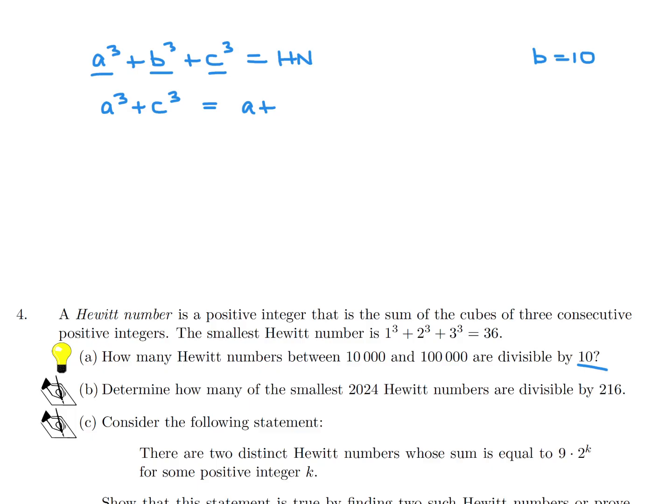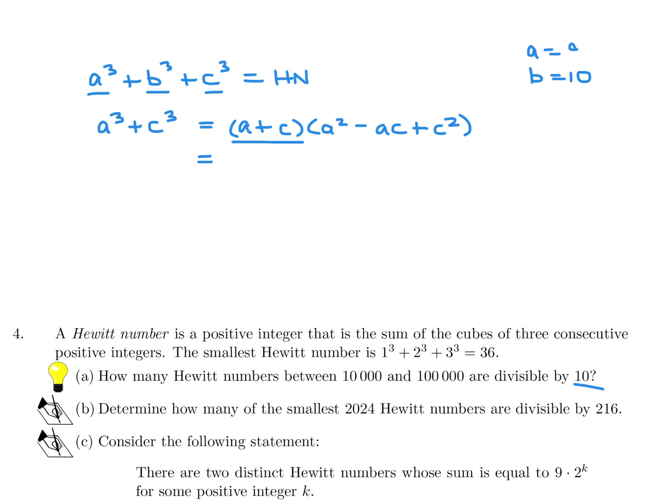Now, I should have put in the C there, because I'm working with A and C. So A plus C times A squared minus AC plus C squared. That's the right way of doing it. Okay, so if this guy right here were to be a sum that is a multiple of 10, that would work. And I think that's possible if A, for example, is 9, right? And then C is 11. Because they're consecutive, right? Yeah, they're 3 consecutive positive integers.